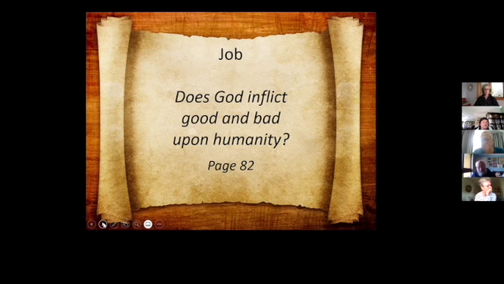So what do you think the Bible's view is of this? What do you think the Old Testament's view is? Does God inflict good and bad upon humanity? Yes. Yes. Yes. He did. Anyone disagree with yes? Maybe not all of it. Some things the Old Testament says was a punishment from God or a blessing, but I don't think you can say that the Old Testament says everything bad is a punishment from God.